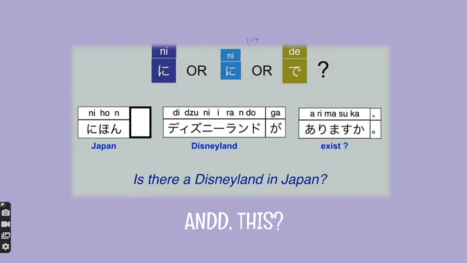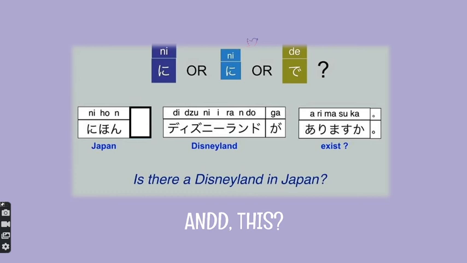Now, time for this answer. Is there a Disneyland in Japan? Okay, Disneyland is ディズニーランド。So, 日本 blank ディズニーランドがありますか? Ka is a question marking particle. So, here we have a verb of existence. So the subject of existing, Disneyland, is marked with the particle ga. So this is very clear. Now the question is: is there a Disneyland in Japan? Or does a Disneyland exist in Japan?